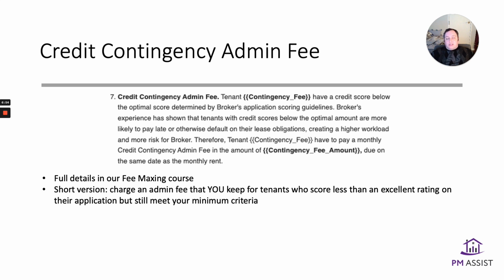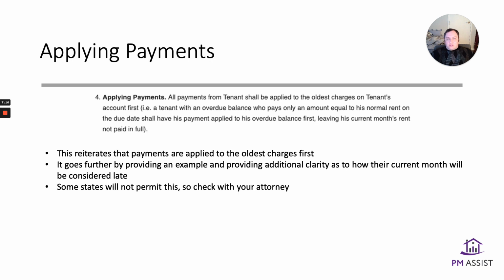The way to deal with this is a credit contingency fee. So the tenant at that lower score gets approved, but they would have to pay an extra fee. You keep that fee because you're the one who does the work to collect the rent when someone is late or doesn't pay. So that goes to you. You could also charge extra rent if you want a benefit to the owner, but I highly recommend these. These are a big source of revenue. Make sure you're collecting these on those lower scoring tenants.